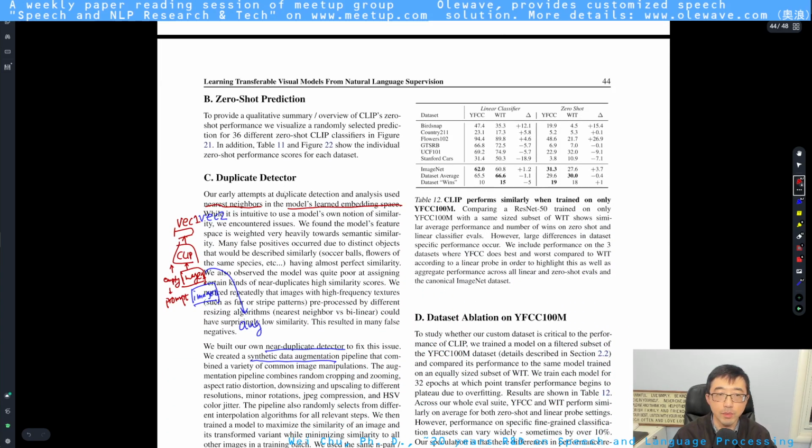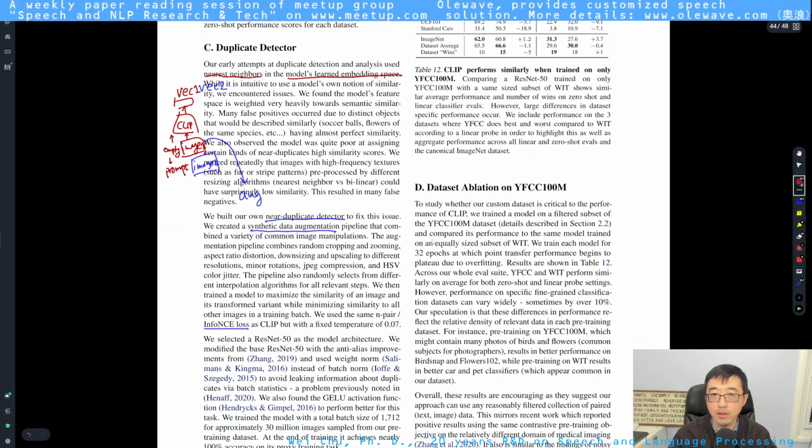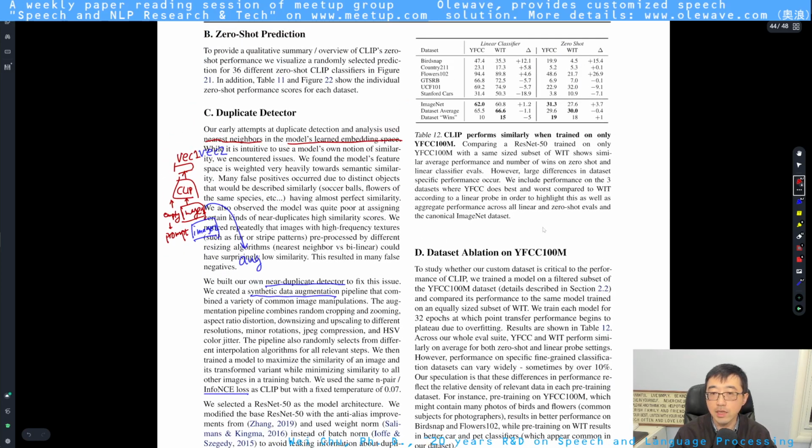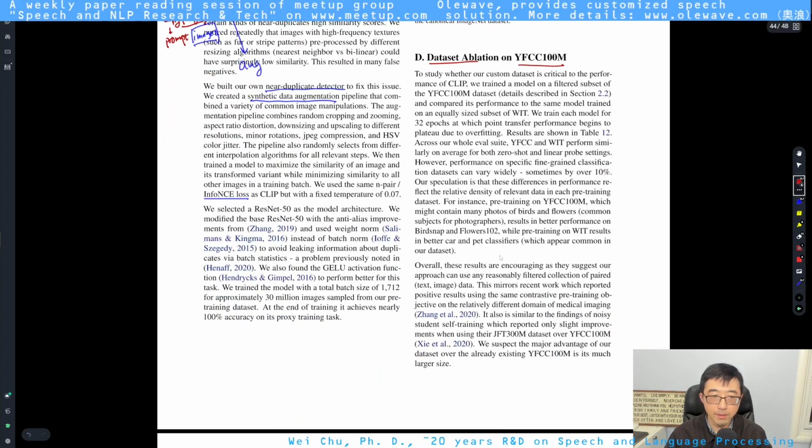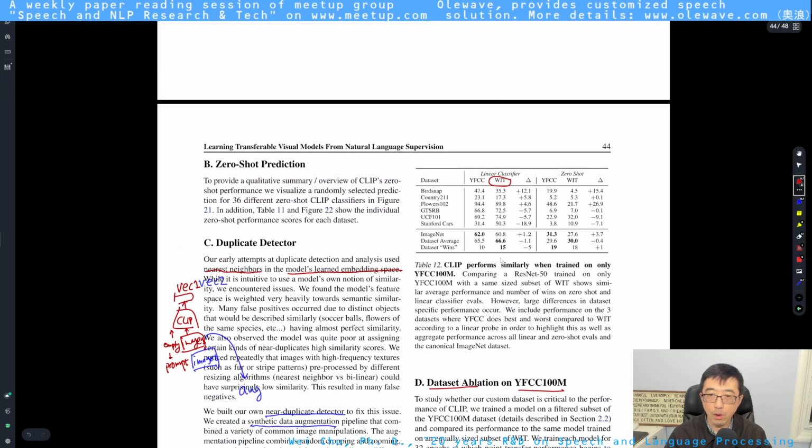When it comes to the duplicate detector, we have covered that. And they have done the dataset ablation on YFCC 100 million. Why did they do that? Because think about this. The model was trained on WIT. I think W means wild image and text. That's my guess, okay? But that's roughly what they meant. Correct me if I'm wrong.